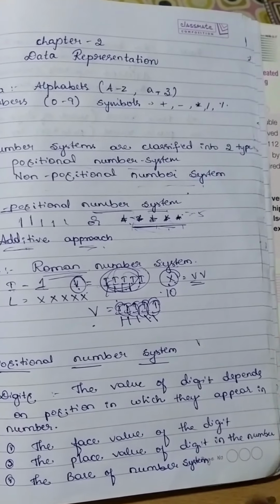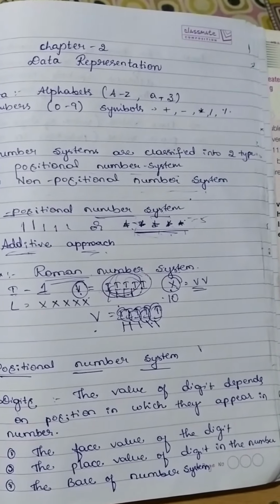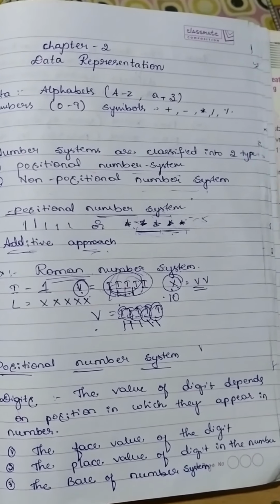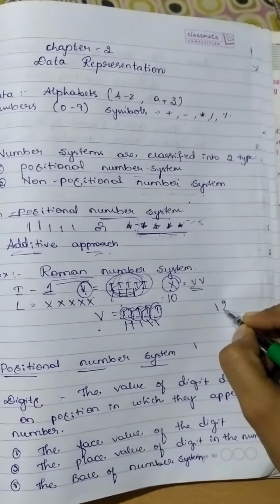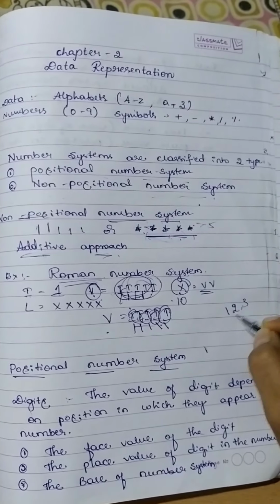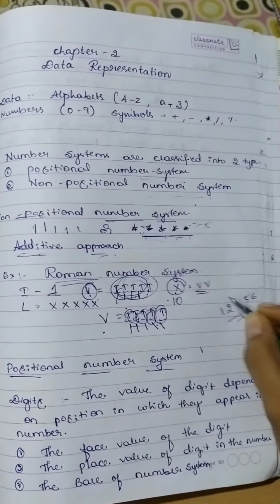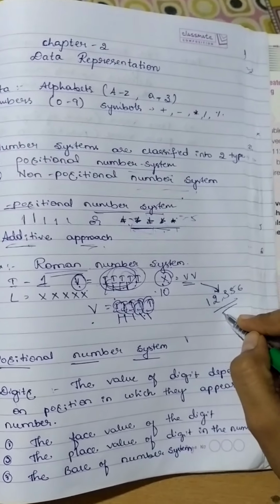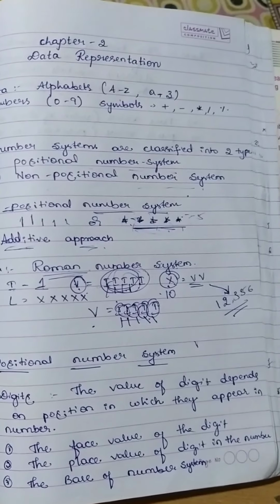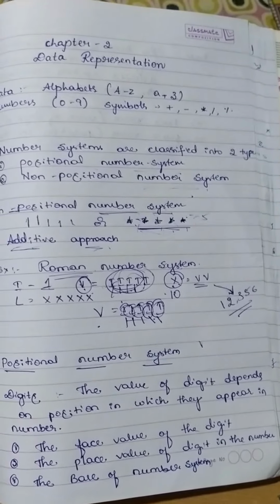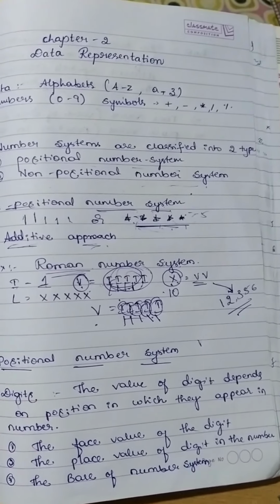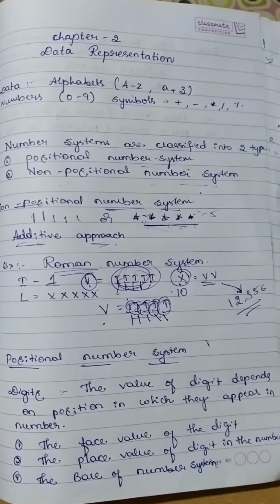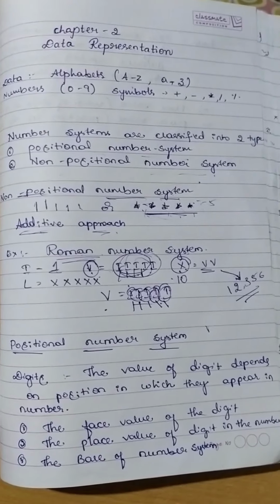Positional number systems were mainly created in order to avoid the problem of having to create and remember a large number of symbols. Like if I want to represent 12,356, I cannot remember a separate symbol for this value. So in order to avoid this problem, these number systems use certain well-defined symbols. So the positional number system uses some well-defined symbols.